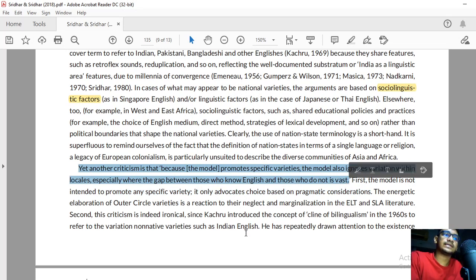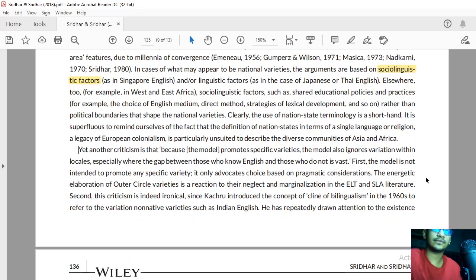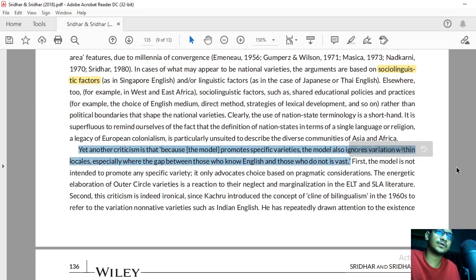Okay, so what this means is that, suppose that India is said to be from the outer circle in Kachru's three circles model. But India has such a large population. It has about 1.4 billion people, about 1,400 million people in the country, right? So do you think that everyone speaks English as a second language? Of course not, right? Not even half, or maybe we can say half, but not even close to this amount of people speak English as a second language.